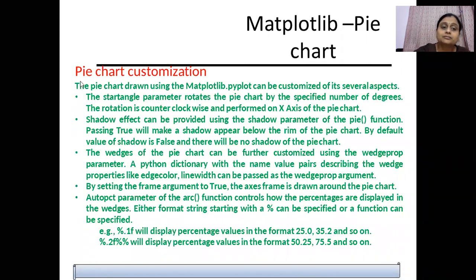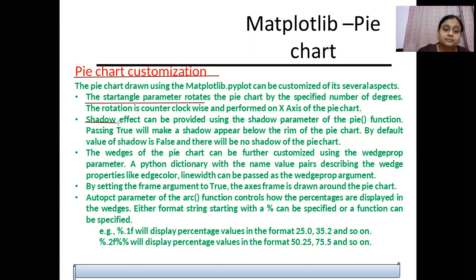The next one is again a beautification of the chart. Pie chart customization, most of which we have done. The first one is the start angle parameter. This is used to rotate the pie chart by a specific number of degrees. The rotation is always clockwise. And next, we have already done shadow. Shadow effect can be provided using the shadow parameter. In a pie chart, it must be true. Otherwise, the shadow will not be displayed.